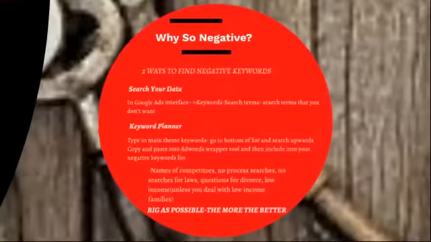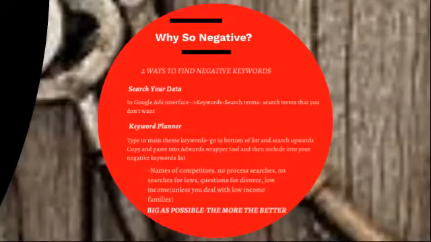And then our negative keywords. So there's 2 real ways to find negative keywords. The best way for me, I think, is the keyword planner. But you can also look through your search data in your Google interface to find it.